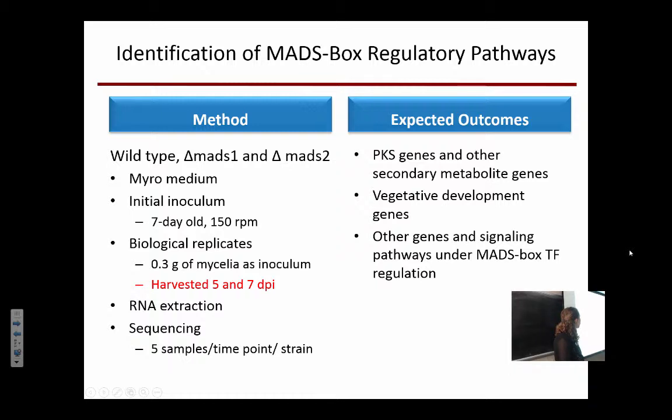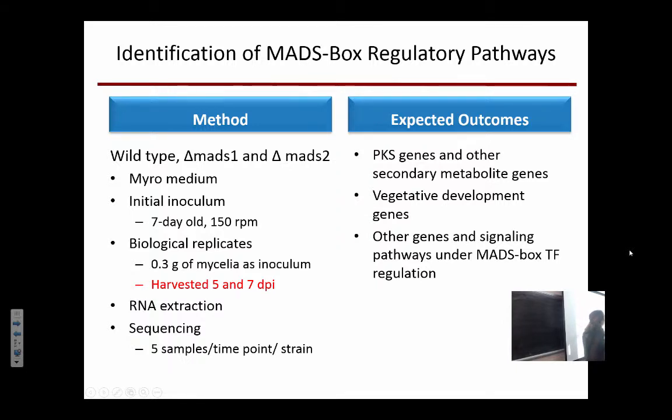And so the method that Carlos used was to inoculate the MADS mutants and the wild type in myro media. And myro media is a synthetic culture that will promote the production of FB1 biosynthesis. And so we harvested it, as I said, at day 5 and day 7 post-inoculation, extracted the RNA, and then did sequencing with 5 samples per time point per strain.